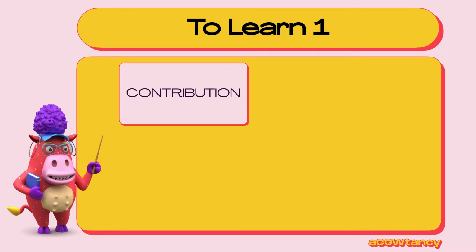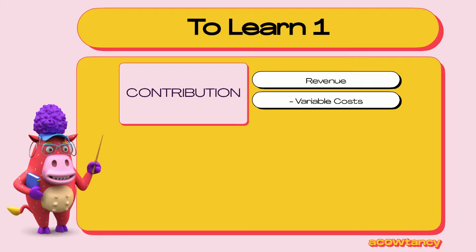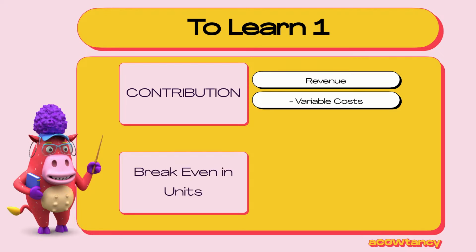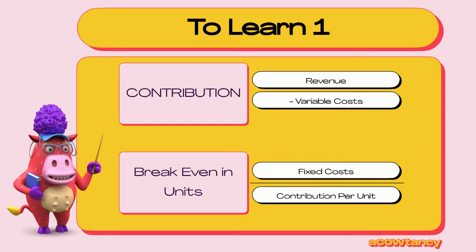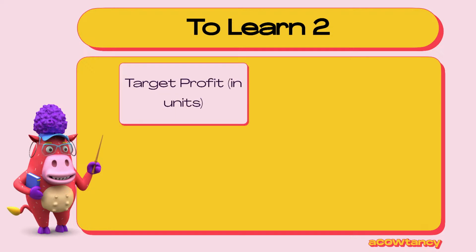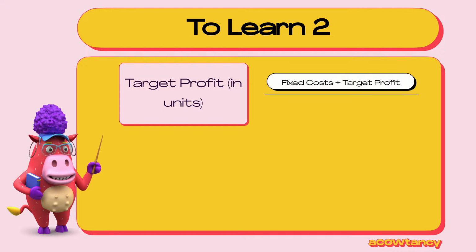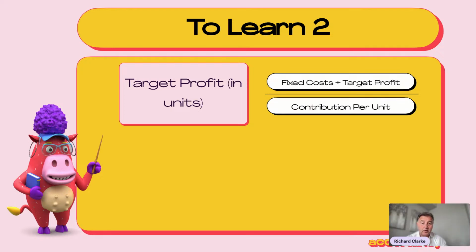Okay, so what have we learnt? We've learnt contribution is revenue minus variable costs. We've learnt break even in units is covering your fixed costs, so fixed costs divided by contribution per unit. So remember, that's your fixed costs in total. And we've also just learnt that target profit in units is, can you remember? Fixed costs plus target profit divided by contribution per unit. Okay.